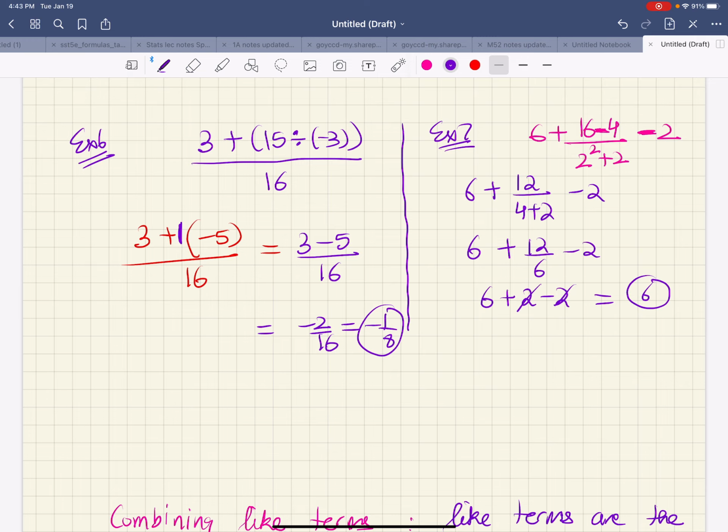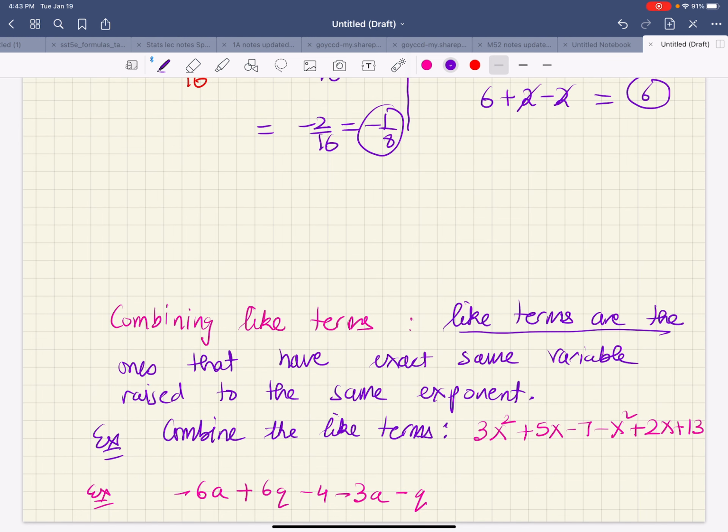Now we're going to look at combining like terms. Like terms are the ones that have exactly the same variable raised to the same exponent. So same variable raised to the same power, that's what like terms are. So here are two examples of combining like terms. We have 3x squared plus 5x minus 7 minus x squared plus 2x plus 13. When you're adding or subtracting, you can only combine the like terms. That means you can only add or subtract the coefficients for the terms that have exactly the same variables and exactly the same exponent on those variables.